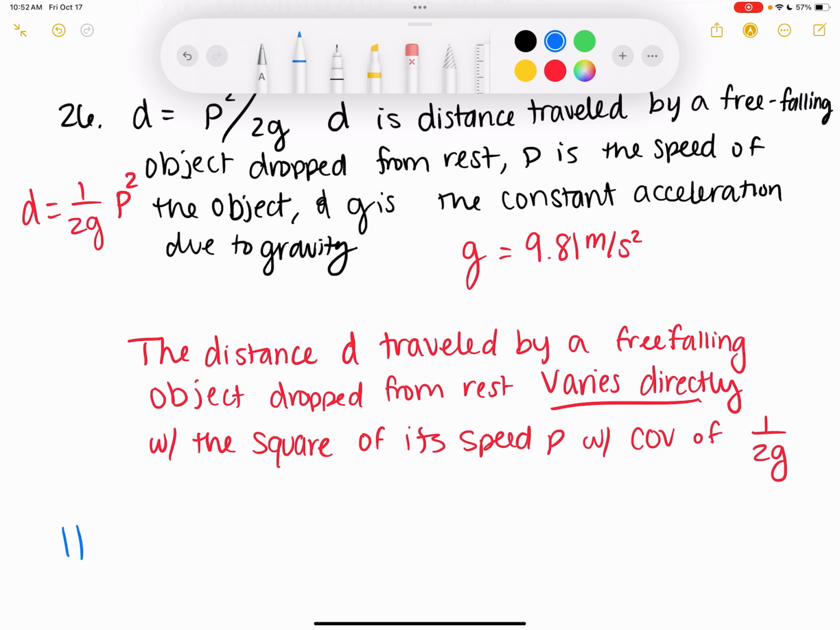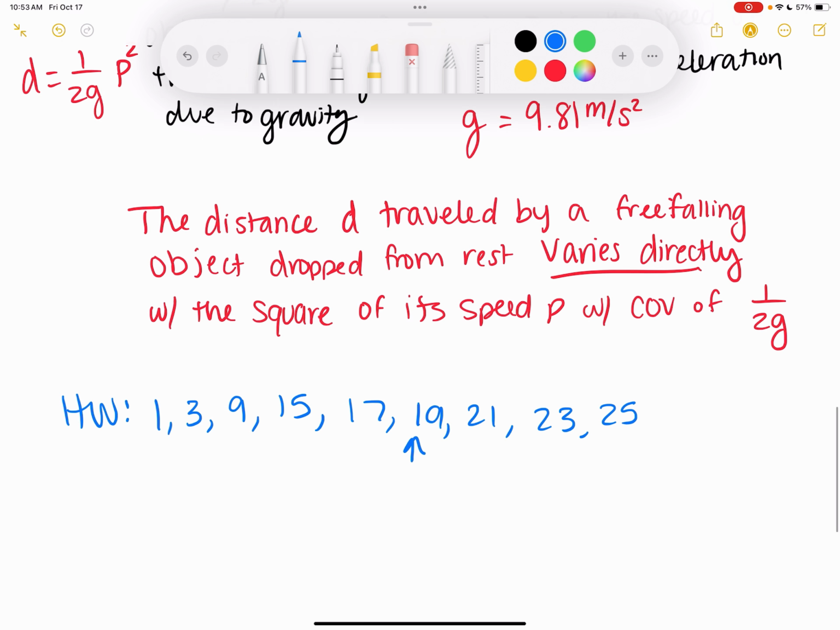All right, problems 1, 3, 9, 15, 17, 19, 21, 23, and 25. On 19, a hint for you is that V equals IR. That's not the answer, but that will be helpful to you in solving this.